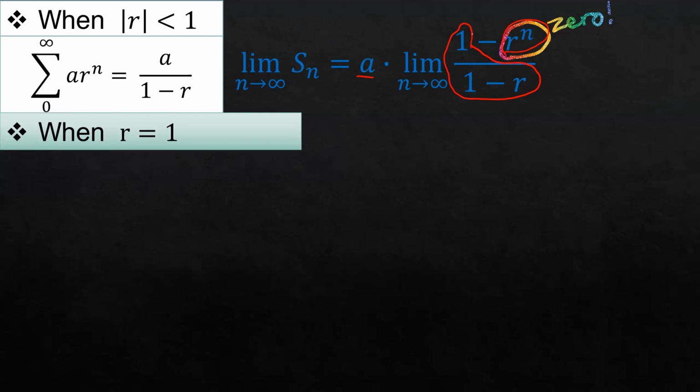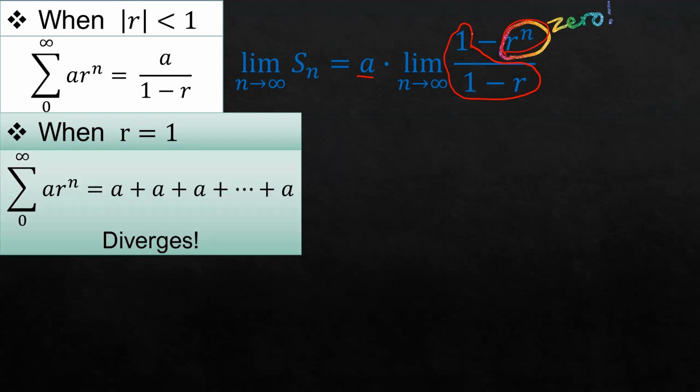Okay, so when r is 1, we can't just go ahead and plug it into here. Remember that, because we need to go and look at our series. When r is 1, you will just have a times 1, which is a, plus a, plus a, plus a, plus a. And if you keep adding a into a sum, it is going to get bigger and bigger and bigger.